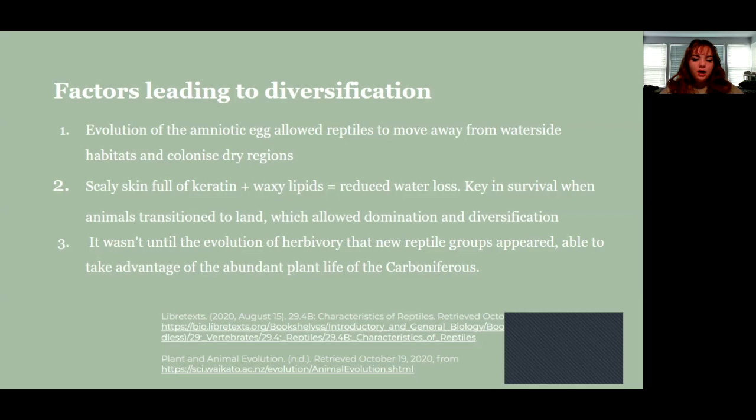And lastly, a main point to make is that it wasn't until the evolution of herbivory that new reptile groups appeared. So obviously, no matter how equipped you are for a new environment, you can't exactly dominate if there's nothing to eat there. In the Carboniferous, plant life started to become much more abundant, and that's when those reptiles were able to dominate.